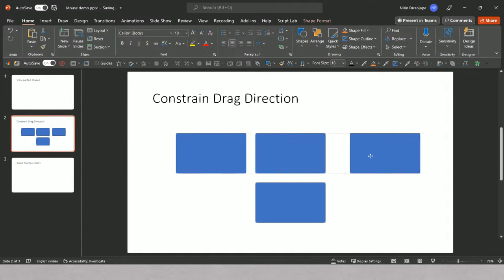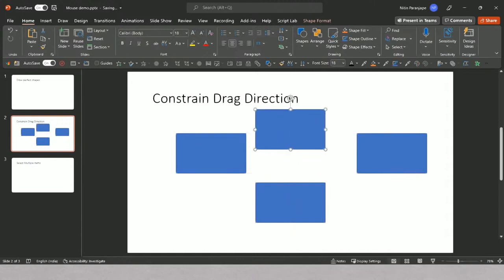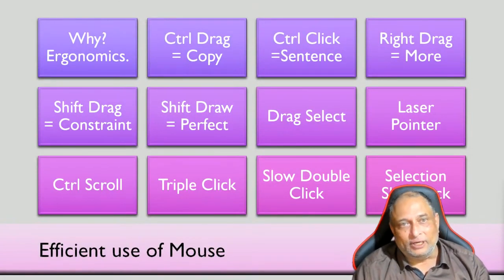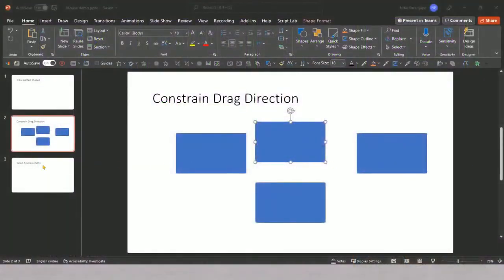So press the Shift key and drag. Now, even if you try to move the mouse up or down, it's not going to go. Same way, if I want to move this upstairs, above, press the Shift key and start moving up. Now it will constrain in that direction. So basically, Shift is the constrain key. All right, so that's the next one. Shift drag is constraint. Now Shift draw is another very useful thing. Probably I've shown it before, but let me show you again.